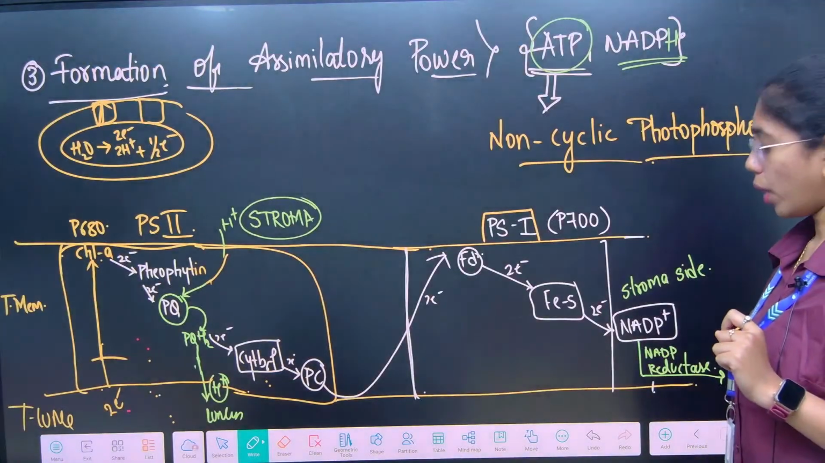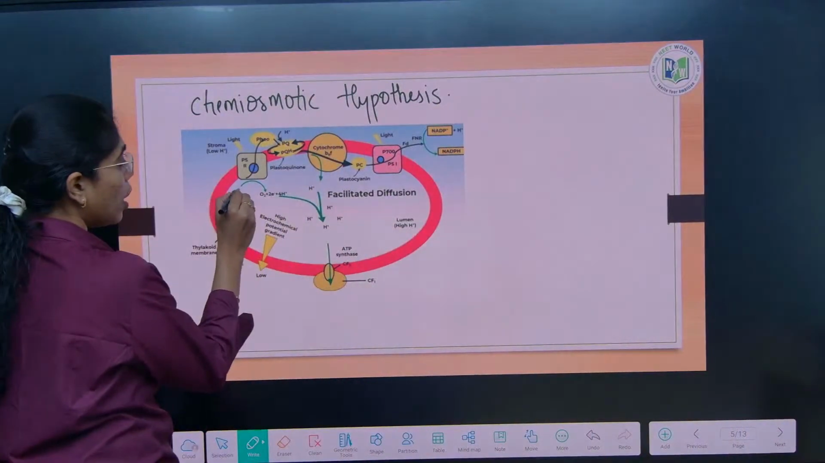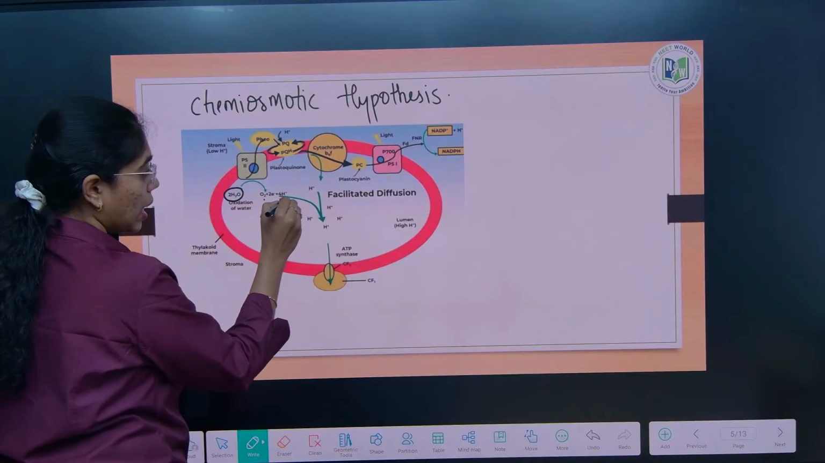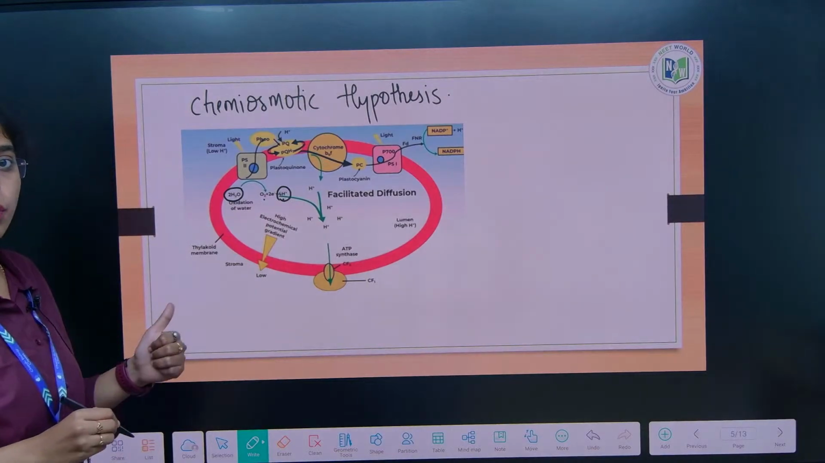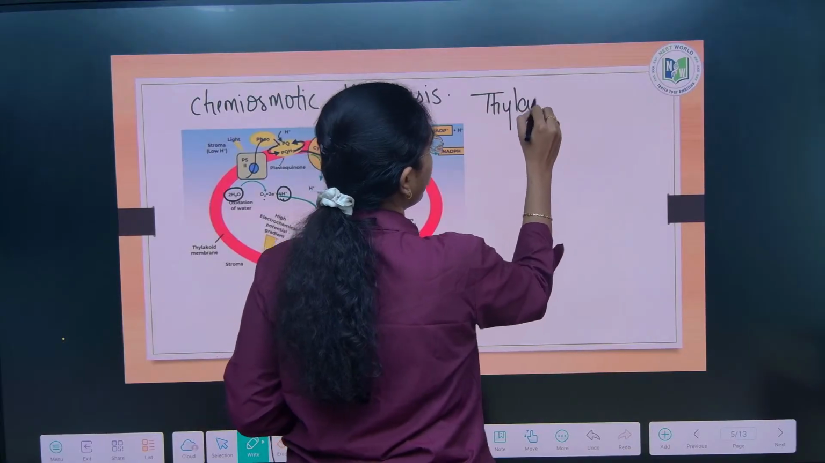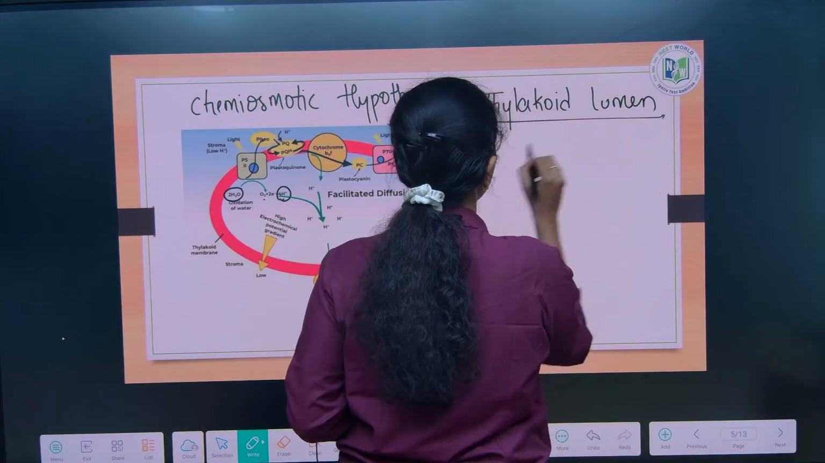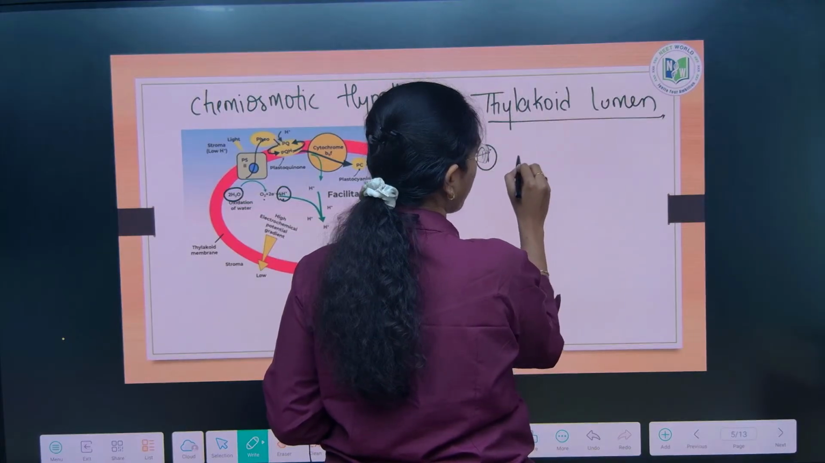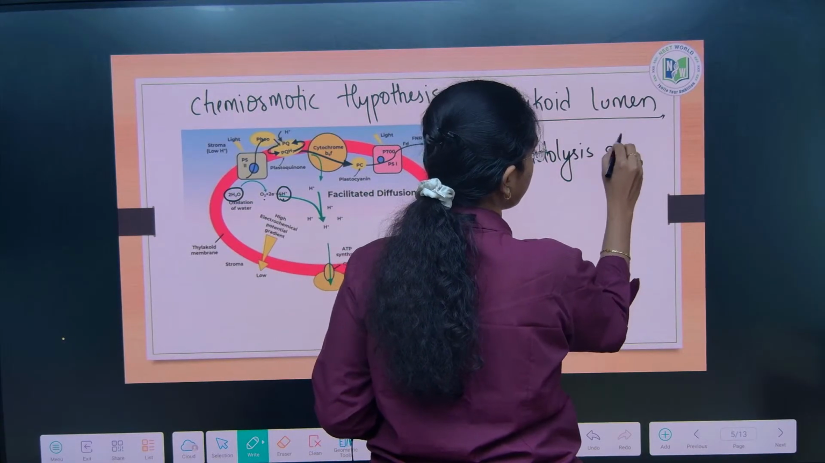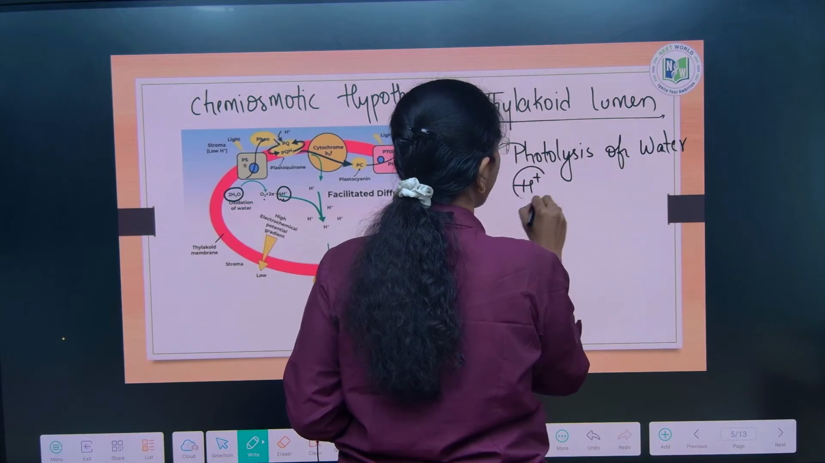The very first point is, because of photolysis of water inside the thylakoid lumen, where the water molecule is oxidized to electrons and protons, the lumen is rich with protons. That is the first point. The thylakoid lumen is rich with protons because of photolysis of water inside the lumen. This is the first source of protons.